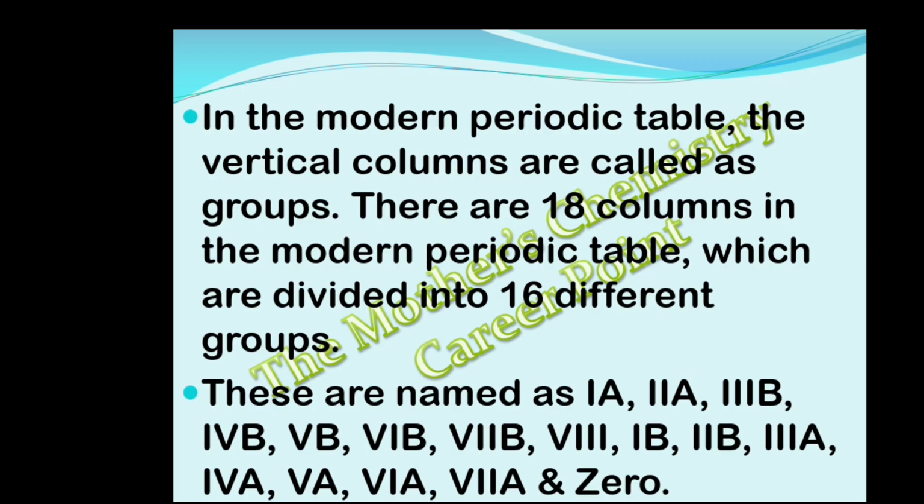The 18 columns in the modern periodic table are divided into 16 groups, which are named 1A, 2A, 3B, 4B, 5B, 6B, 7B, 8B (triple), 1B, 2B, 3A, 4A, 5A, 6A, 7A, and 0.